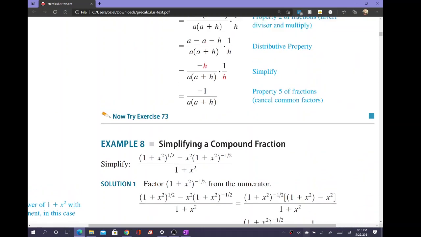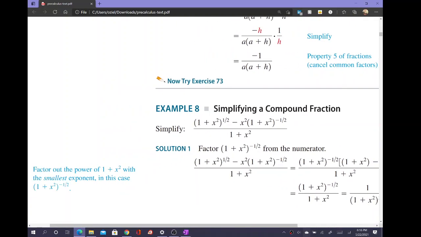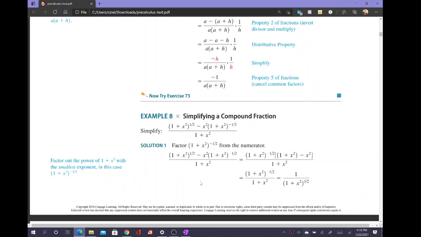All right, so let's do this one. Example 8, simplify 1 over x squared to the 1/2 minus x squared times 1 plus x squared to the negative 1/2 all over 1 plus x squared. Okay, so let's go ahead and do this really quick.